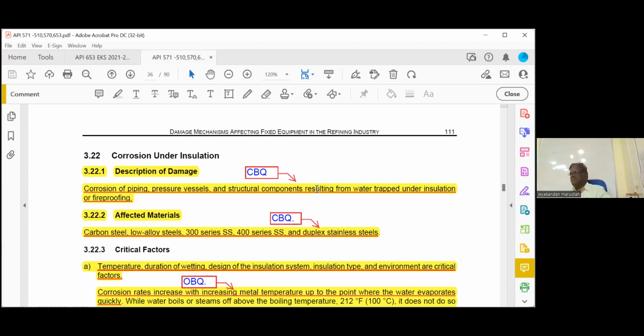We can go for it, but that is not very easy because they are very expensive actually. The best option is to maintain a barrier between the insulation and the tank. Even if the insulation becomes wet, it should not touch the tank.